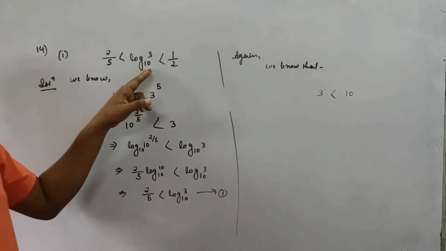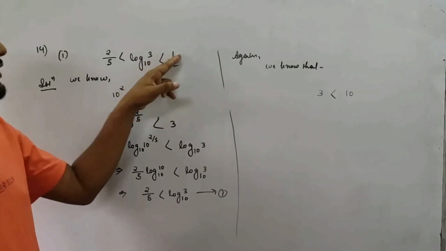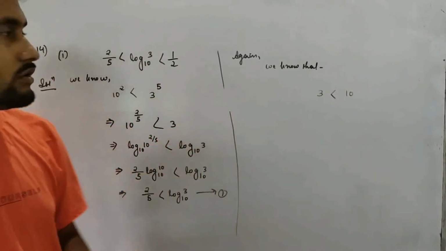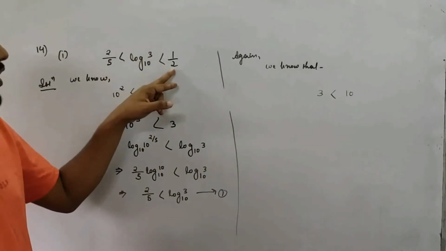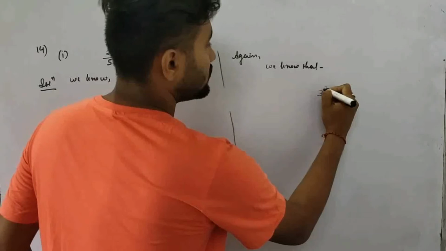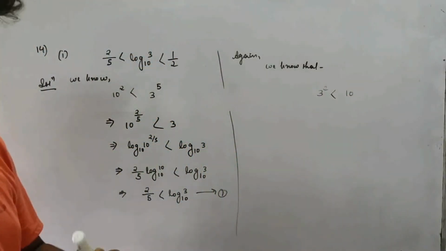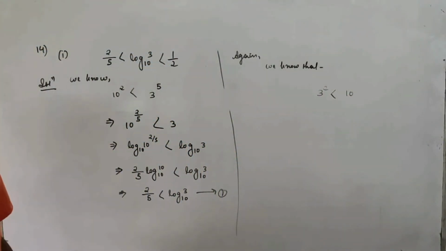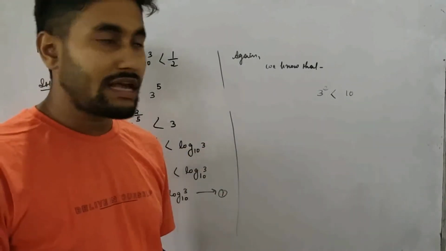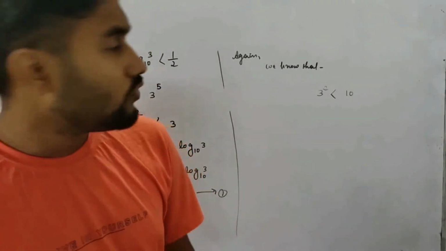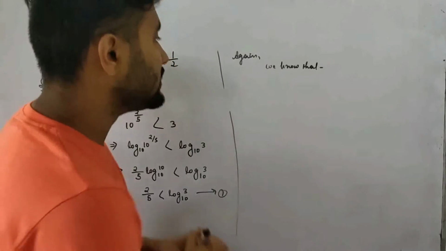Now, what will be the power of 10? Cross what? 1. That means 10 only. Okay, what will be the power of 3? Cross 2. So over here 2. Once you verify whether it is correct or wrong. So 3 square is how much? 3 square is 9 and 9 is less than 10. So it is correct. Definitely it is correct.